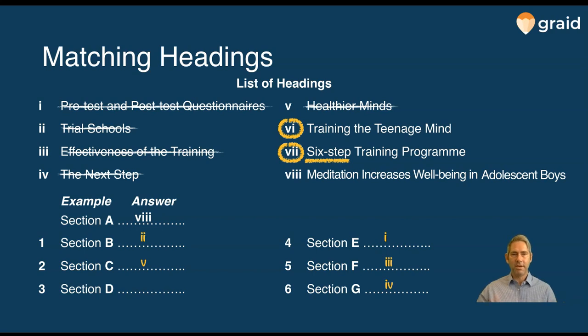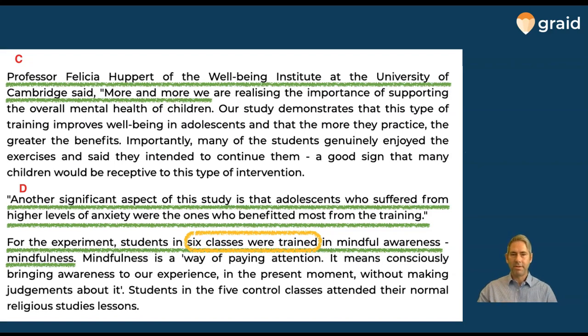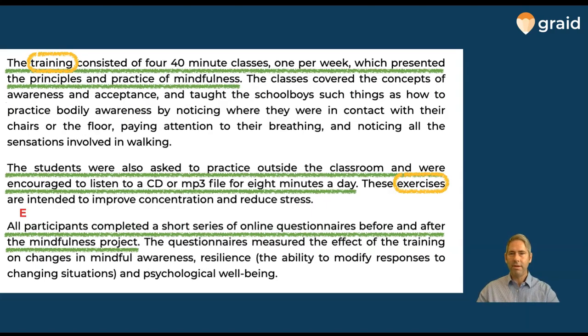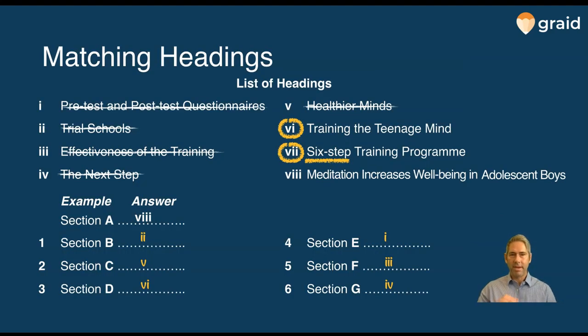So we have a choice. It could be training the teenage mind, or it could be a 6-step training program. Now I've underlined 6-step because you're probably going to come across the number 6. But remember, we have 2 choices. So we need to double check. 6 classes were trained. That doesn't really have the same meaning as 6-step. So we move on and we find the word training and exercises. So then we can confirm that the best heading for section D is actually number 6, training the teenage mind.